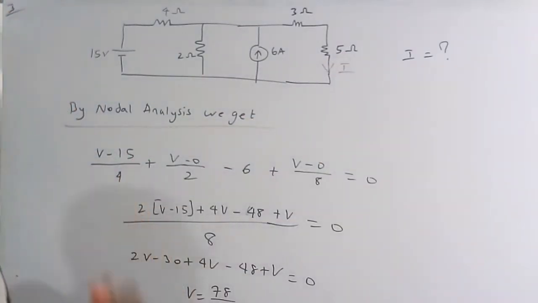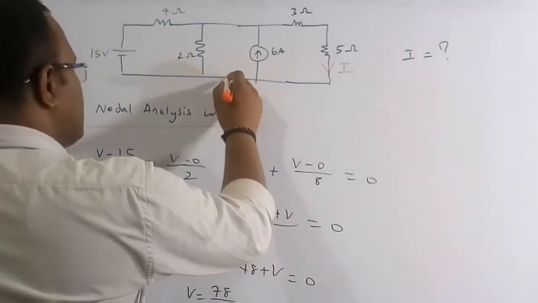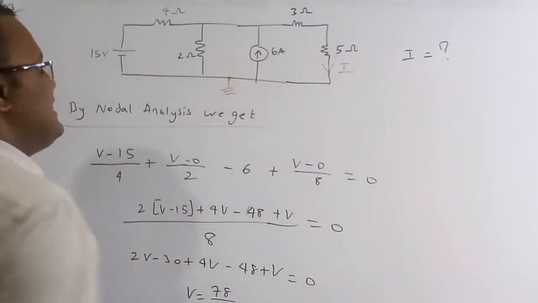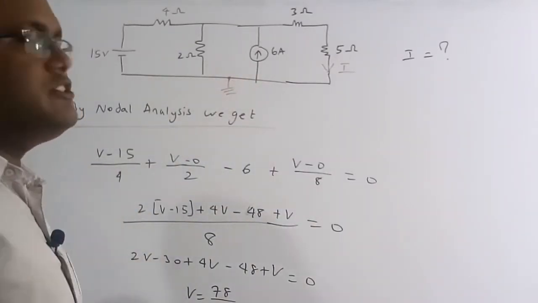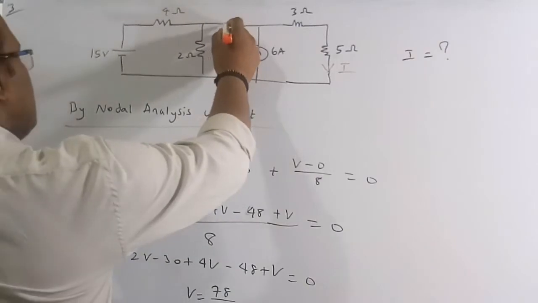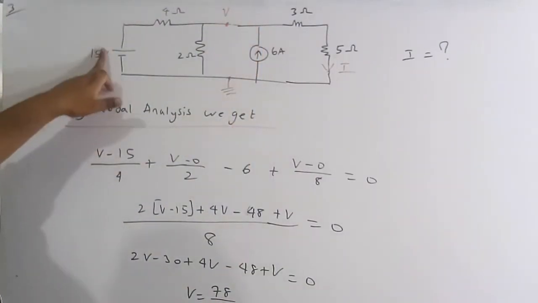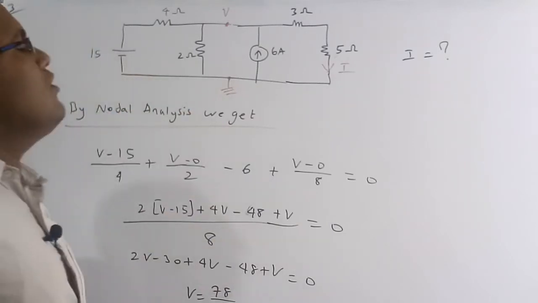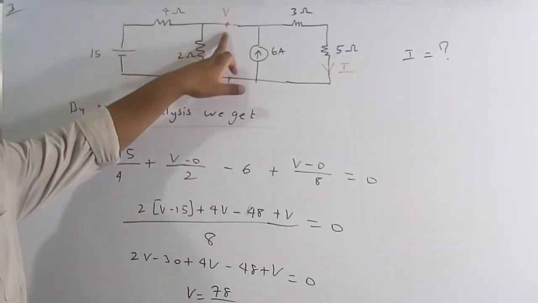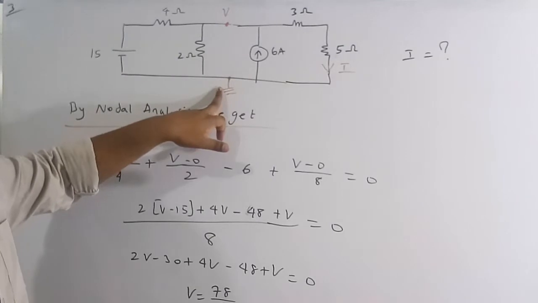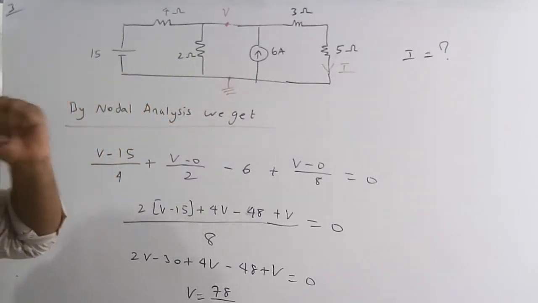If you see carefully, there are only two nodes. This is the ground node, so I am going to assume it as the reference node, which is nothing but zero potential. There is only one other node. Let me assume this node has a voltage V with respect to the reference node. This is 15 volts, so no need to take this one. By using nodal analysis, we are going to solve this numerical.